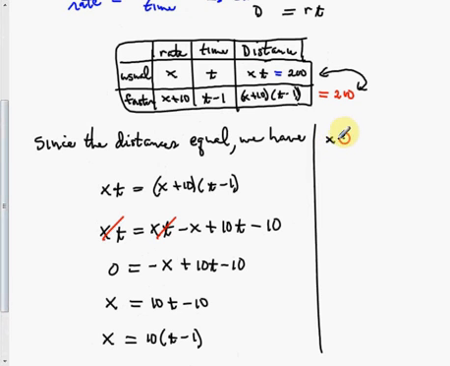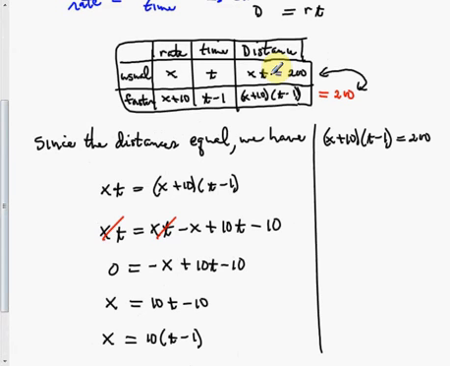x plus 10 times t minus 1 is equal to 200. I don't want to say it's equal to x times t, because x times t just gives me still two unknowns that I'm trying to eliminate to get one unknown.